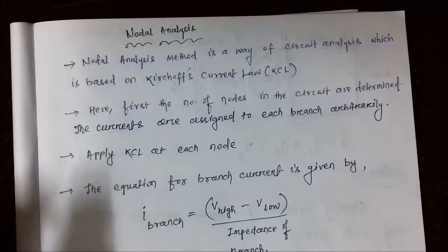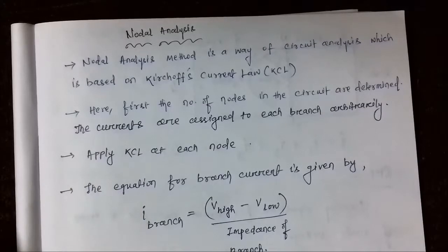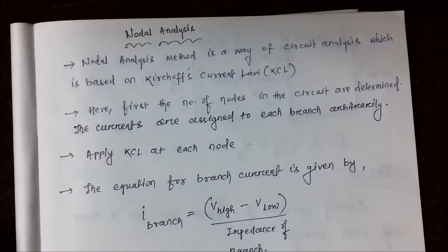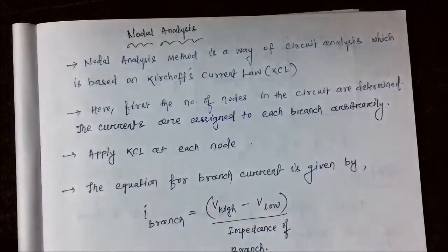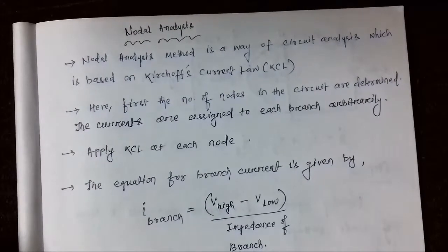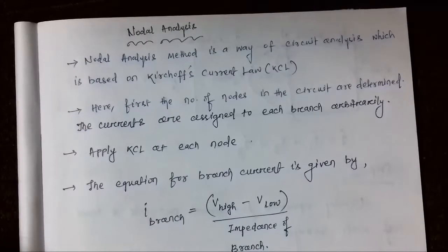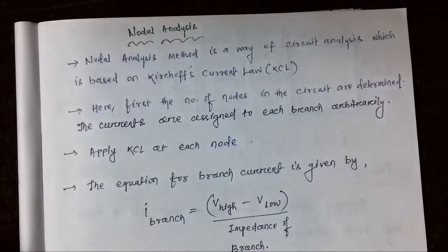Now, nodal analysis is a method of analyzing an electric circuit which is based on Kirchhoff's current law. Mesh analysis is based on Kirchhoff's voltage law, but nodal analysis is based on Kirchhoff's current law. So the first thing we have to do in nodal analysis is determine the number of nodes in the circuit. It is one of the most important steps involved while solving a circuit using nodal analysis. You have to determine the number of nodes.